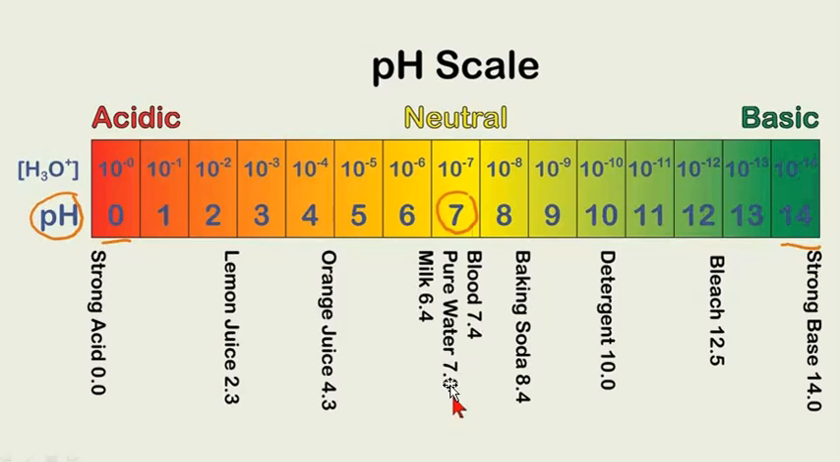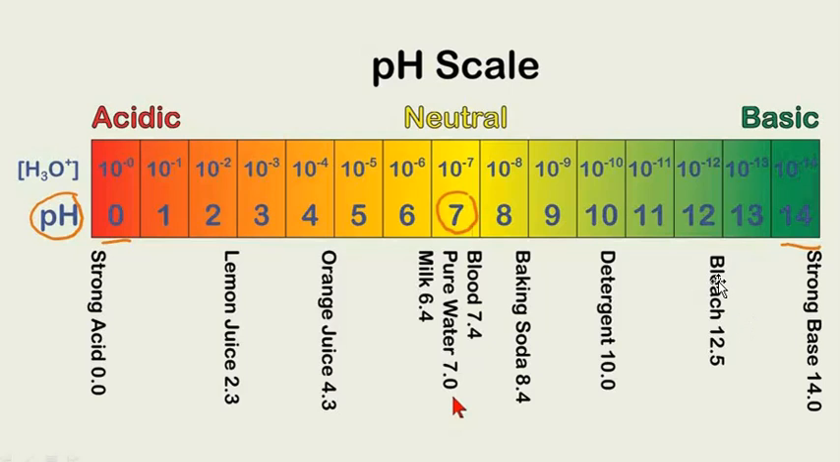Then comes pure water. Pure water is not your tap water and also not water from your RO. Pure water is the distilled water which does not have any minerals present in it. That pure water has a pH of 7.0. That is neutral. Then your blood is slightly alkaline in nature, 7.4. Baking soda, the one which we use to bake cakes, is 8.4. Detergent, washing soda, is 10.0.